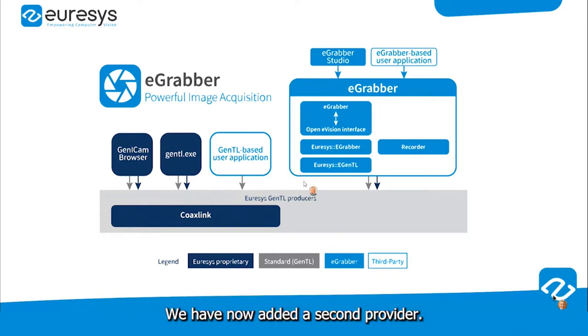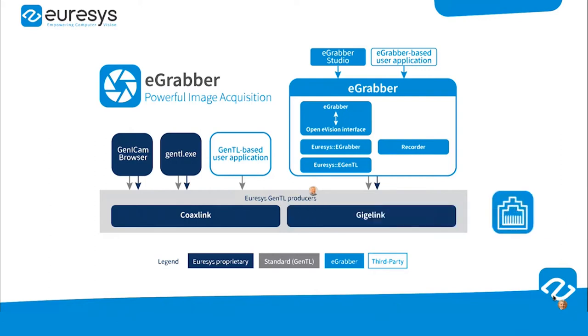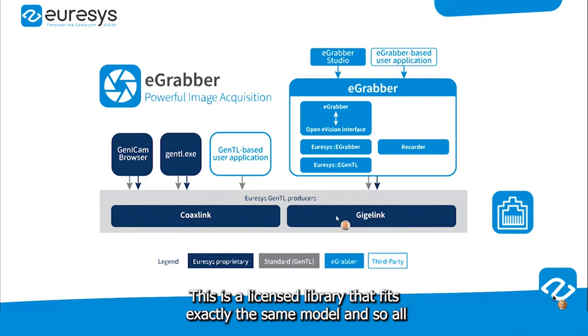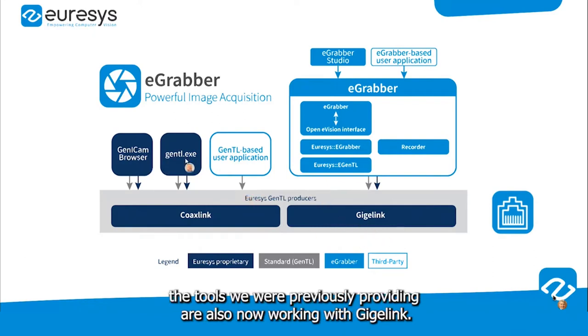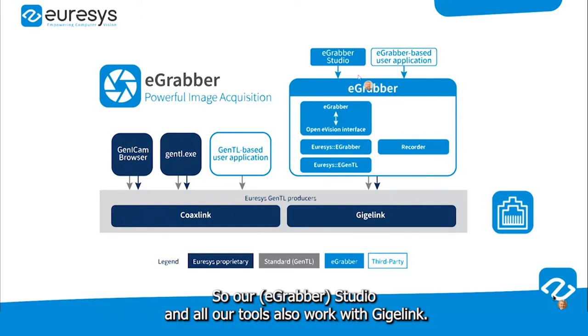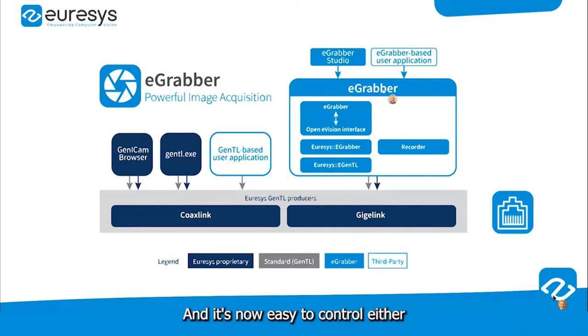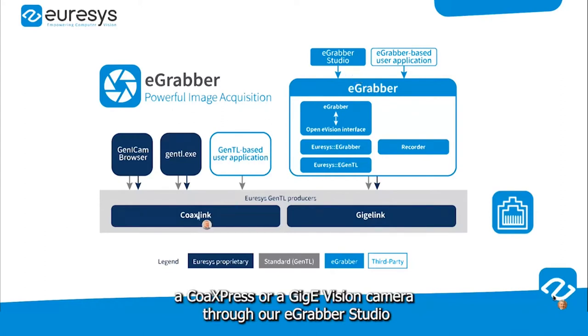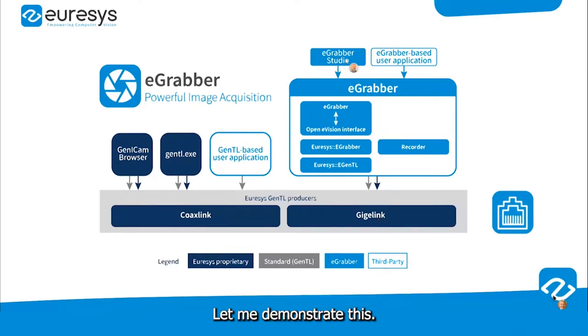We have now added a second producer, Gigelink. This is a licensed library that fits exactly in the same model, and so all the tools we were previously providing are also now working with Gigelink. So our Studio and all our tools also work with Gigelink, and it's now easy to control either a CoaXPress or a GigE Vision camera through our eGrabber Studio.